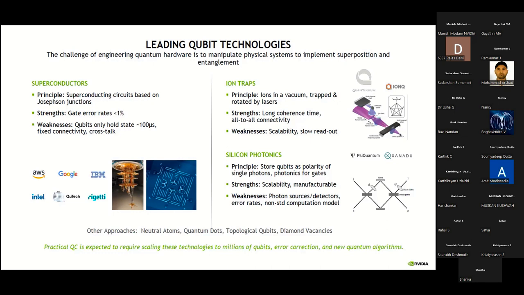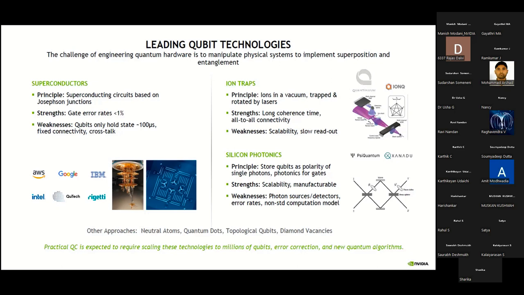The next is silicon photonics, where they store the qubits as a single photon. It is something like a silicon waveguide. The strength is scalability and manufacturability. The weakness is their error rates, and there is a non-standard computational model. Along with that, there are other approaches going on, like neutral atoms, which is similar to ion traps. There are quantum dots, which confine electrons in some sort of silicon.